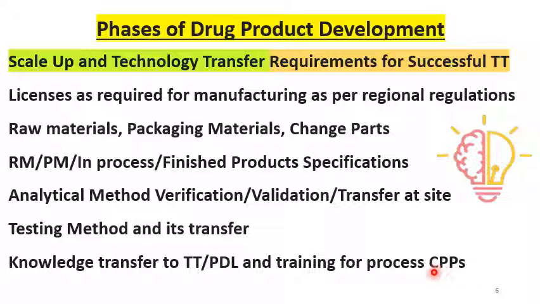Also CPPs. CPPs are nothing but the critical process parameters, because these products are new to the PDL team and new to the production team. That's why the R&D team should transfer their knowledge about the product gained during research and development to the PDL team, the TT team, the production team, and the departments working on the new products. So training for the manufacturing process is required, and the critical process parameters are required to be discussed.